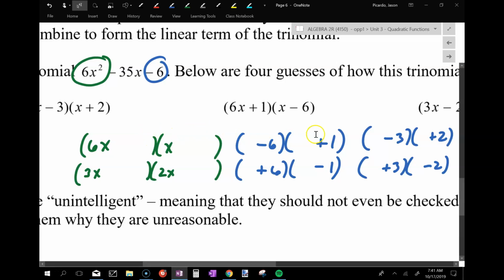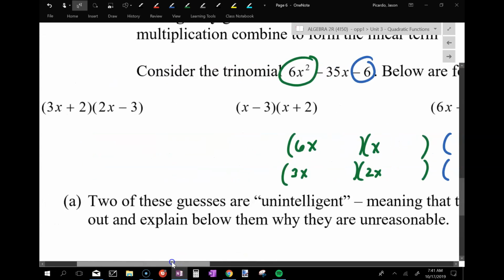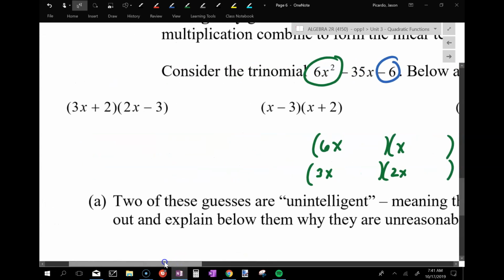And so one of the things we want to do, guys, is eliminate choices that aren't that intelligent. What I mean by that is there are some reasonable answers and some answers that aren't quite as reasonable. So let's talk about each of these and what makes them reasonable or not. This definitely gives me the 6x squared. This definitely gives me the negative 6. Okay. This definitely gives, oh, hang on. Does that give me the 6x squared? No, so this doesn't make sense.